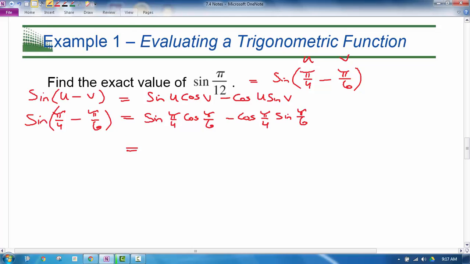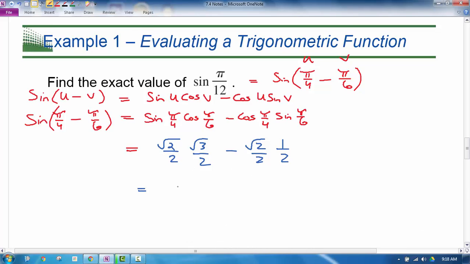All right, now we can simplify this because using our unit circle, the sine of pi over 4 is square root of 2 over 2. The cosine of pi over 6 is square root of 3 over 2. Cosine of pi over 4 is the square root of 2 over 2. And the sine of 30 degrees is 1/2. So we can simplify it to this and then simplify it further.